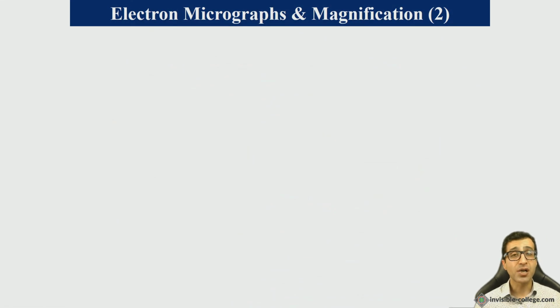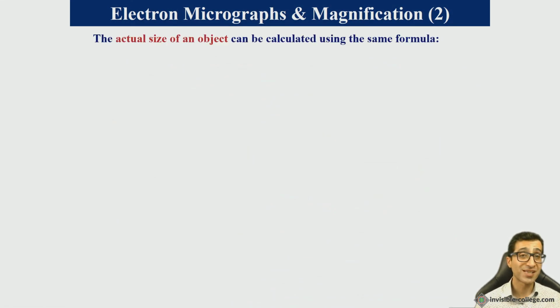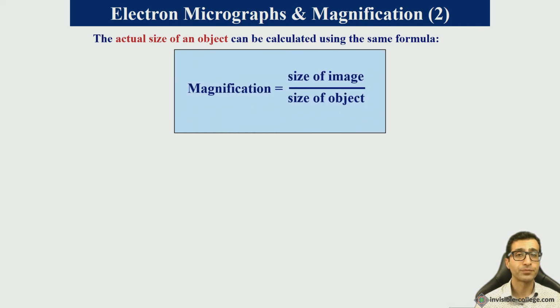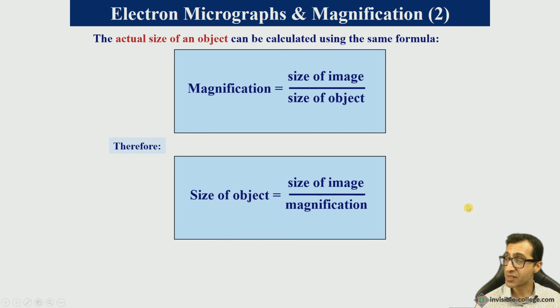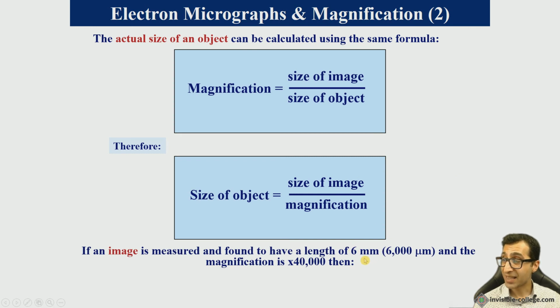So the actual size of an object can be calculated using the same formula but rearranged. If we rearrange this equation to make the size of the object the subject of this equation, we get this. So for example, if an image is measured and found to have a length of 6 millimeters, in other words 6,000 micrometers, and the magnification being used is times 40,000, what would be the size of the object?